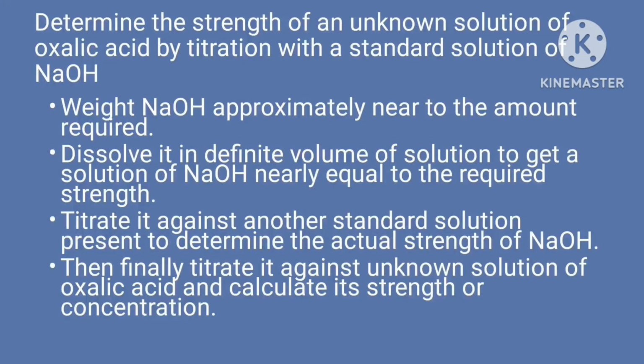Only after getting the actual strength of sodium hydroxide, we can finally titrate it against the given unknown solution of oxalic acid and calculate the strength of oxalic acid. So this is the basic difference between primary standard and secondary standard.